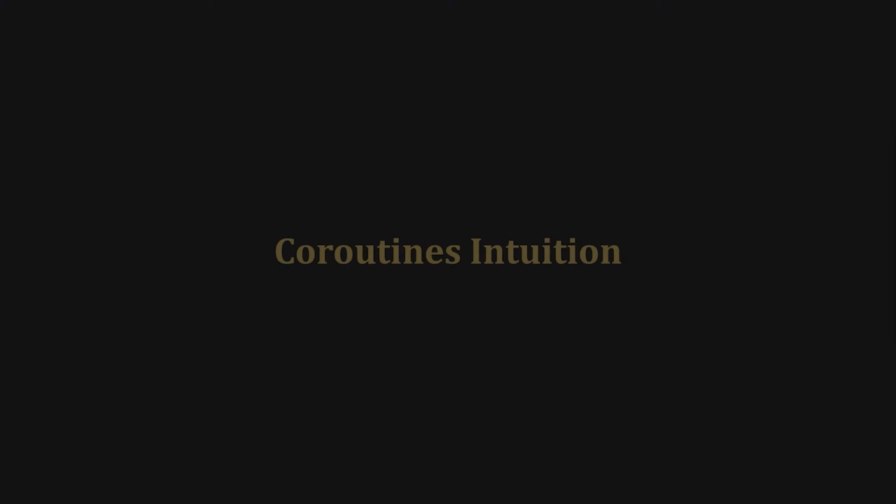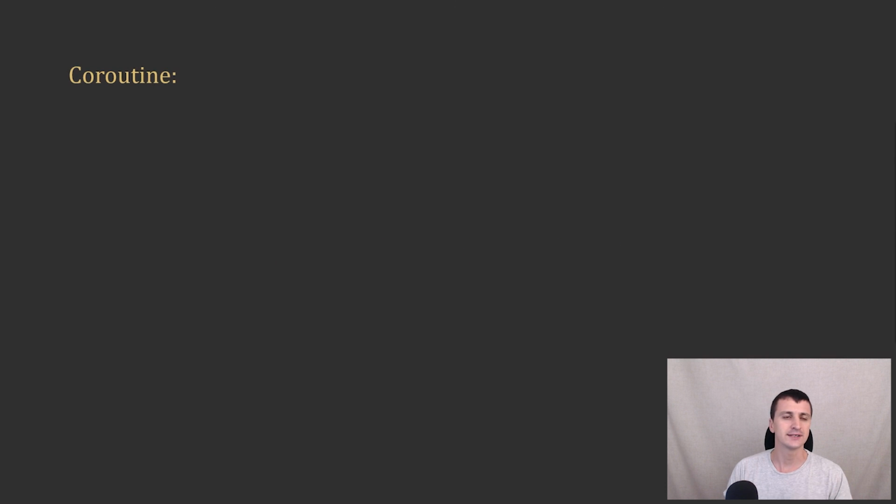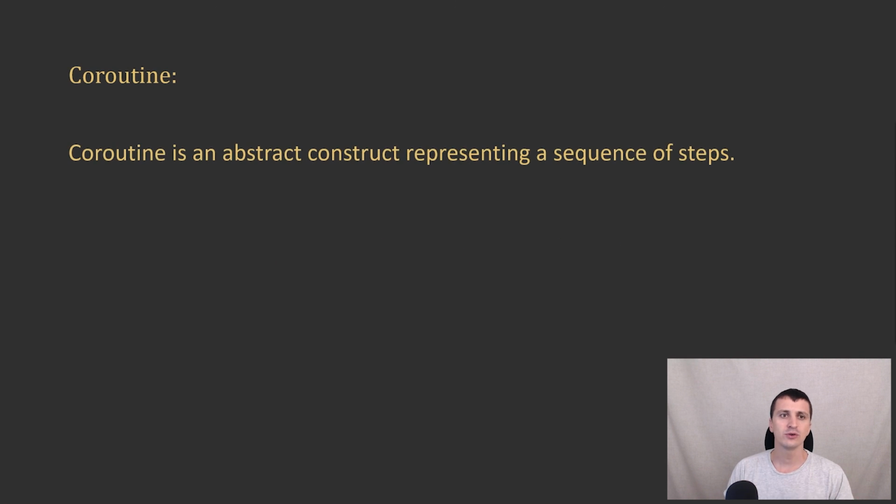Okay, by this point in the course, you acquired quite a bit of intuition about coroutines, and in this lecture, I would like to summarize everything that we have discussed so far. First of all, we discussed this new concept, a coroutine. A coroutine is basically an abstract construct representing a sequence of steps. So you can think of it as a flow. Coroutine is kind of a flow.